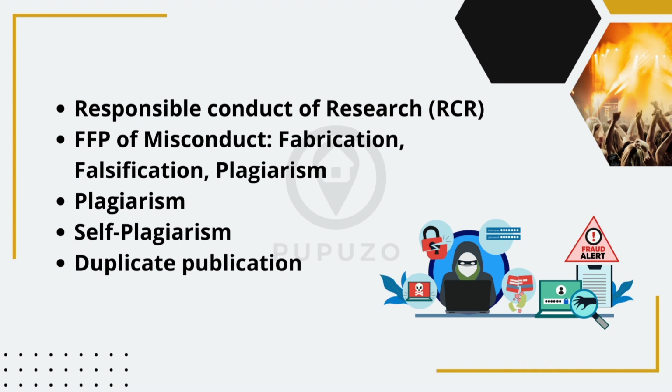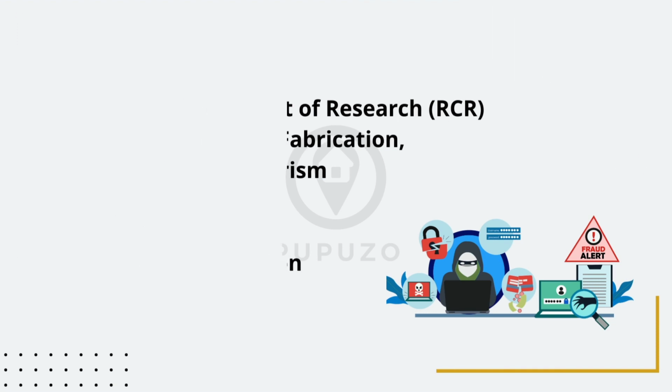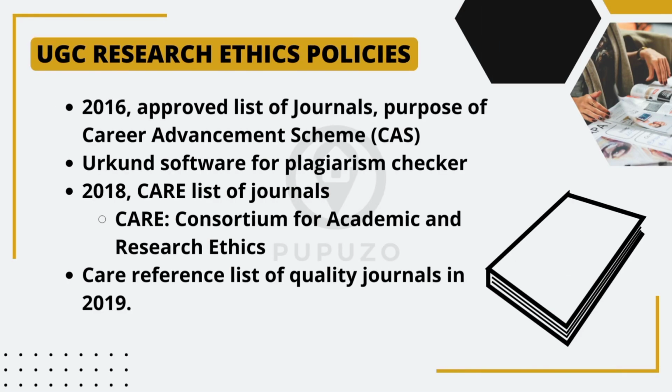For instance, the UGC software serves as a plagiarism checker, helping researchers detect any instances of copied content. Additionally, the Consortium for Academic and Research Ethics, CARE, has created a reference list of quality journals to assist researchers in identifying reputable publications for their work.